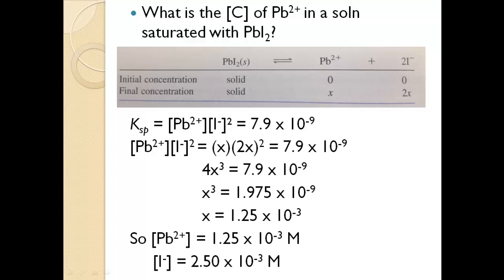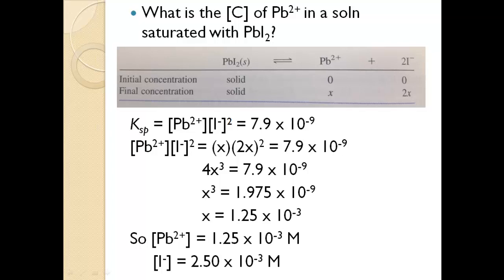So what does that mean? That means that the concentration of the lead ion in that equilibrium reaction is 1.25 times 10 to the negative 3 molar. Whereas your iodide concentration is twice that because it's 2X. So that's 2.5 times 10 to the negative 3 molar.